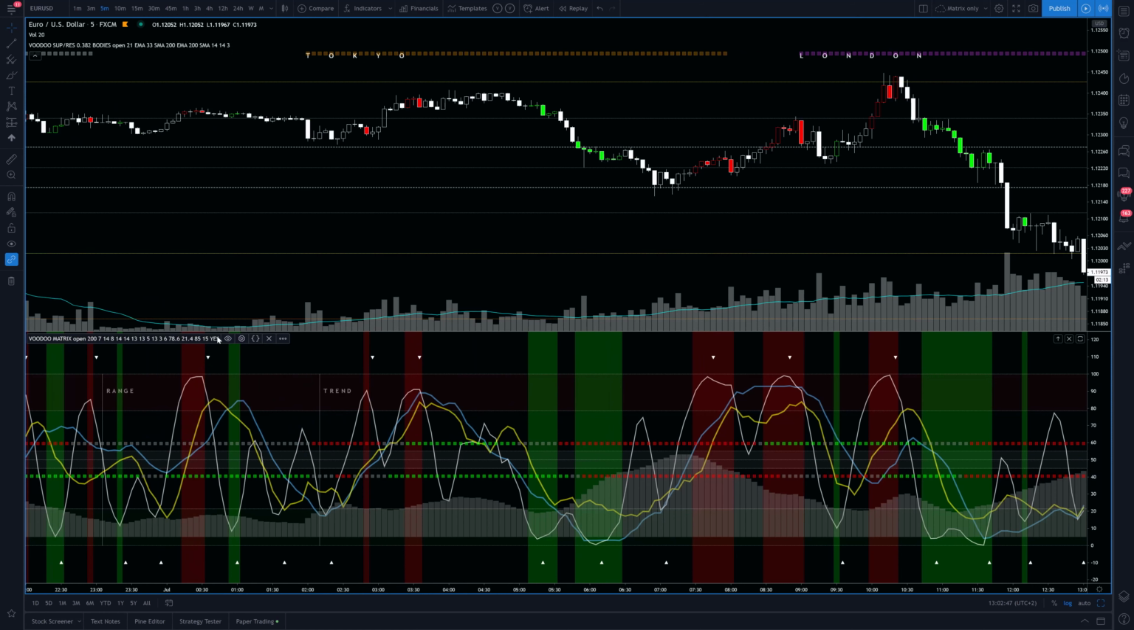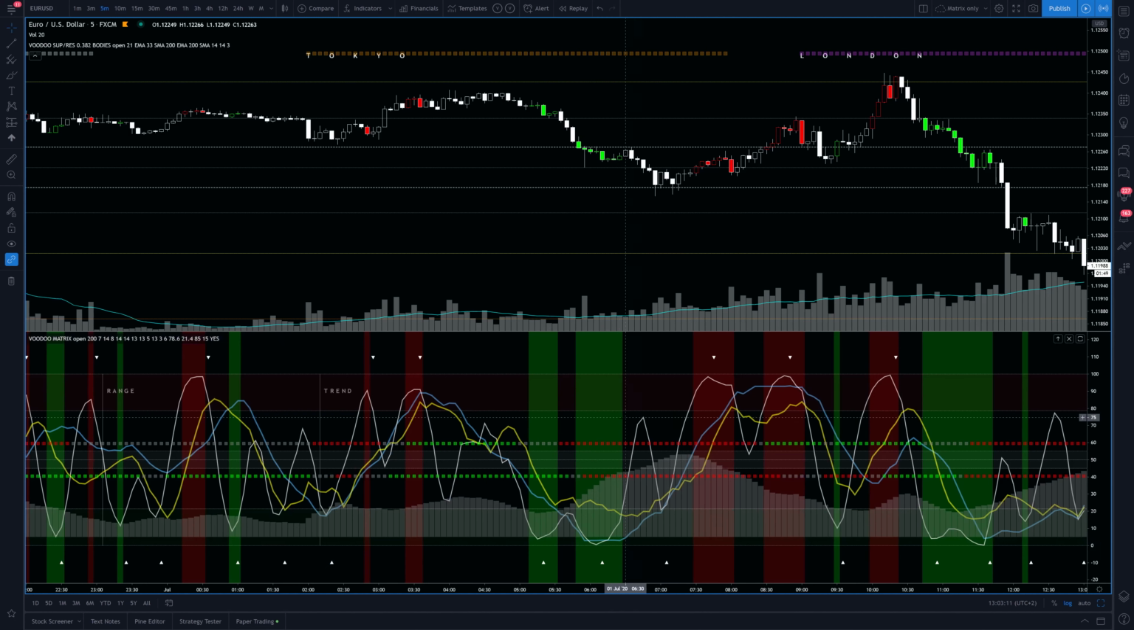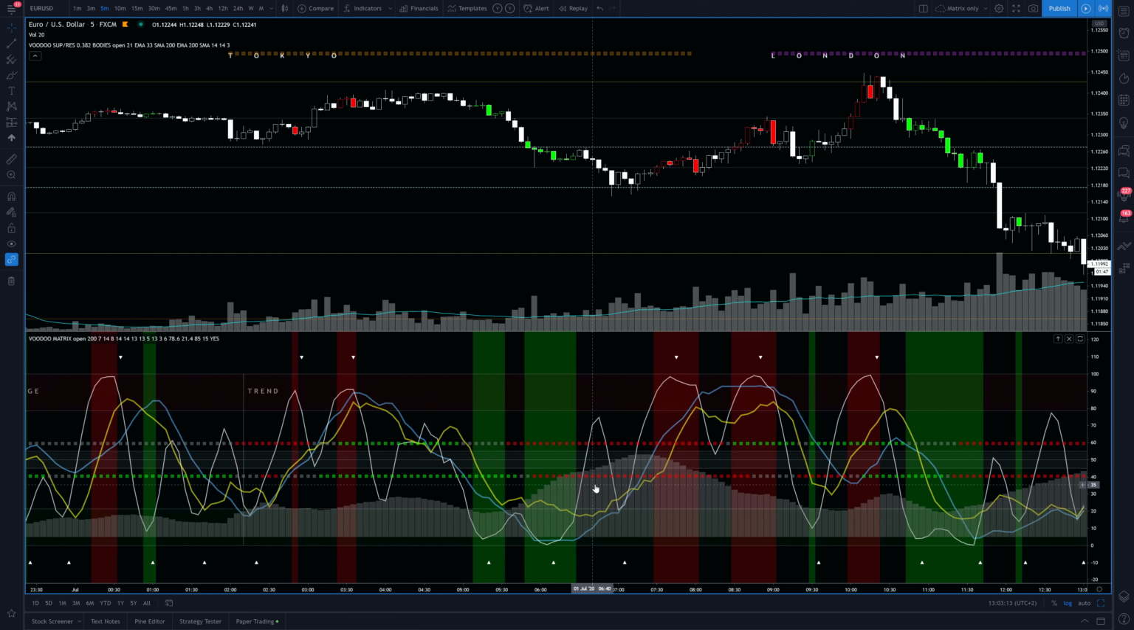You can change the settings of the bottom one. The upper one is unchangeable, but the bottom one you can change with trend EMA length and look back. The length will basically change the value of the EMA used to calculate the lower one, and the look back will change the sensitivity of this indicator. So feel free to experiment with all the options.